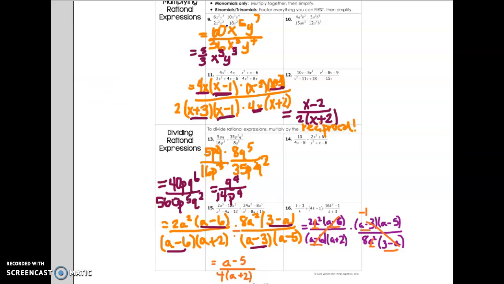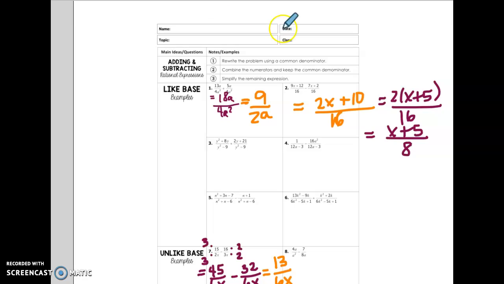Okay, so hopefully that makes sense so far. And then adding and subtracting. We've got adding and subtracting rational expressions. We want a common denominator. Remember, we combine the numerators just like with fractions, and we keep the common denominator.